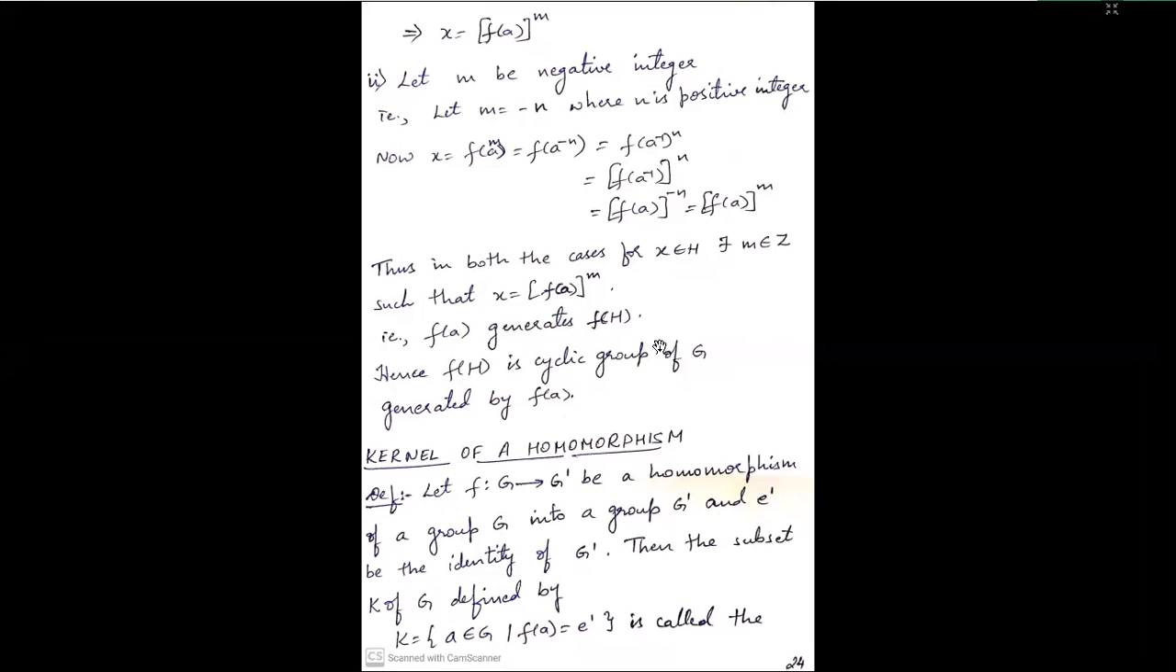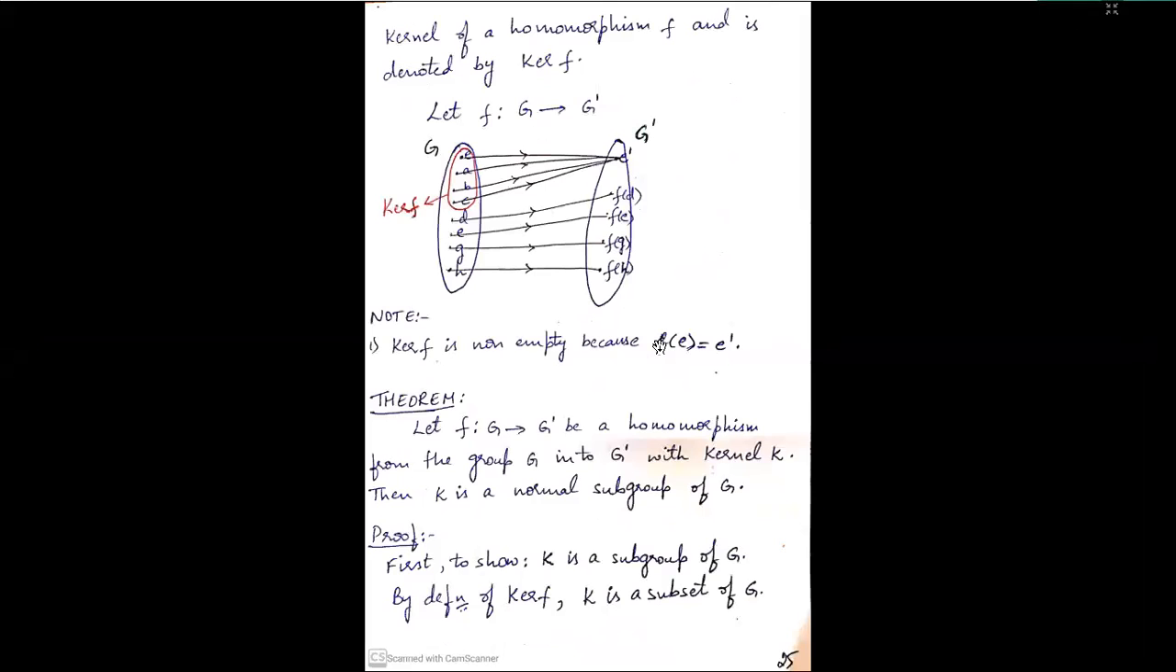That is, those elements which are mapped to e dash, that set is called K, and this is a subset of G. This subset K is called the kernel of f, and it is denoted by kernel of f. So what is a homomorphism? A homomorphism is if you have a function f from G to G dash, and G has the operation circle and G dash has the operation star, then f of a circle b is equal to f of a star f of b.